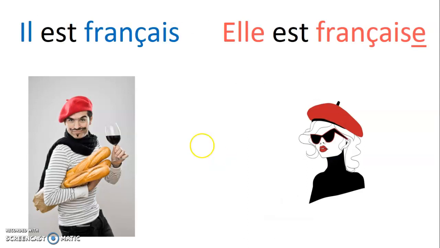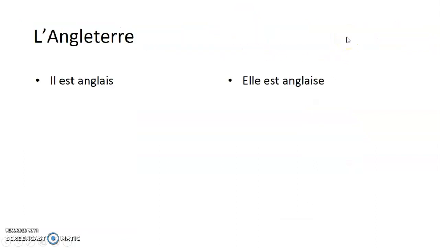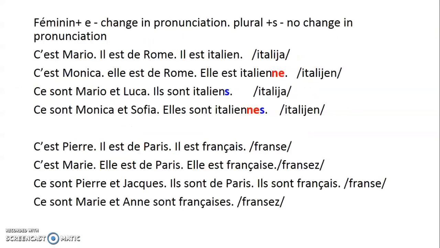Now let's take a look at what it looks like in a sentence. When we talk about a man, or anything that is masculine gender, the adjective will always have to agree. And we will say, il est français. He is French. Elle est française. She is French. So you have to use the feminine form here.